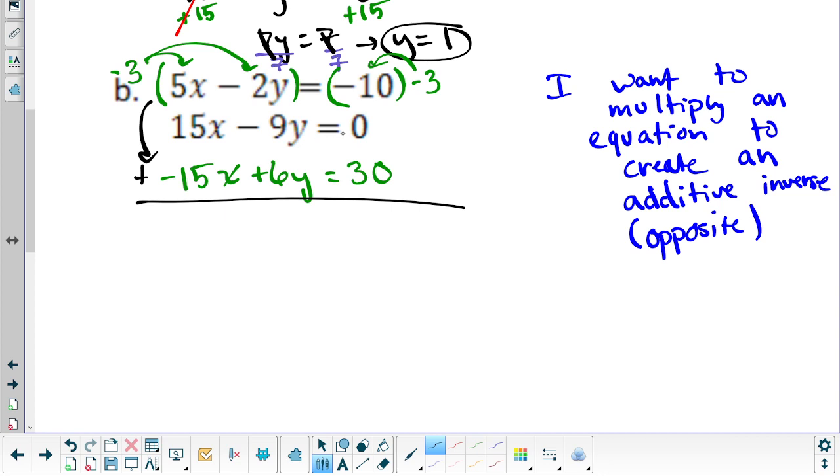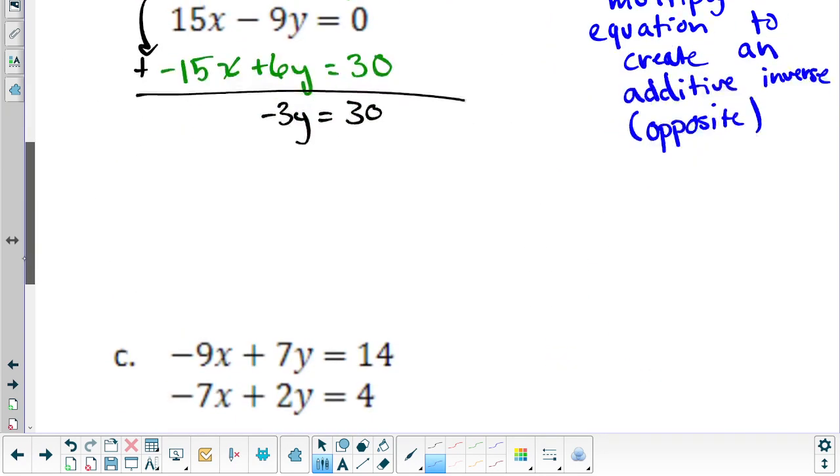Okay. So when I add these two up, 15x and negative 15x cancel, which is good. I'm not even going to write anything. Negative 9y plus 6y still leaves me with a negative 3y, and then 0 plus 30 is 30. And now, that's just pretty cool. I'm one step away. I canceled my x's, so that worked. And now I'm really on step 2.